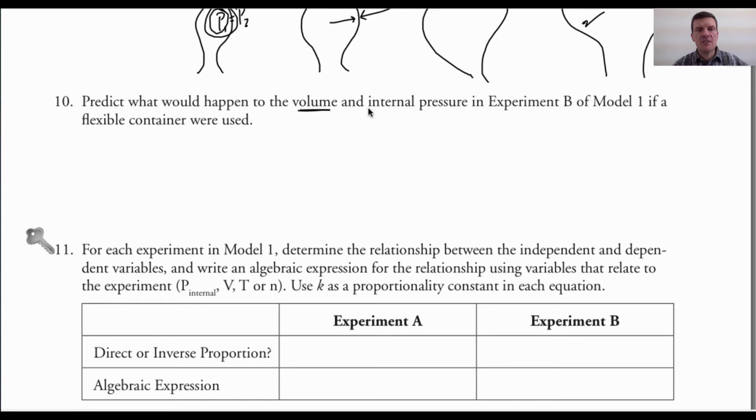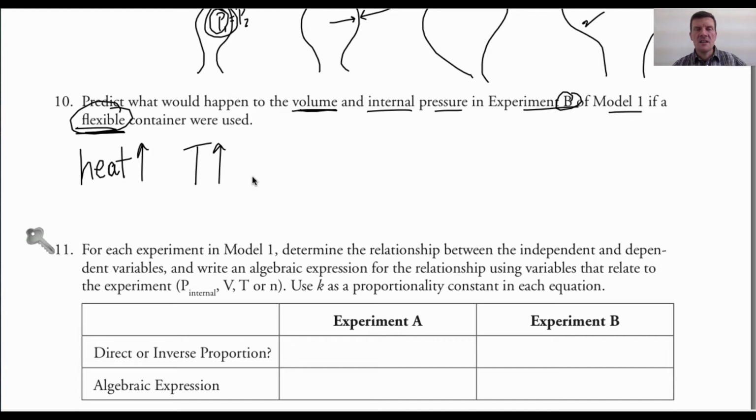Predict what would happen to the volume and internal pressure in experiment B of Model 1 if a flexible container were used. Again, a flexible container. This is experiment B now, where we're increasing heat. Heat is going up. Temperature is going up. If it's flexible, as you increase the temperature, the particles are going to have greater kinetic energy, and they're going to slam against the inside wall of the balloon with greater force.